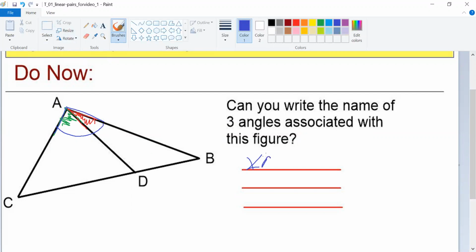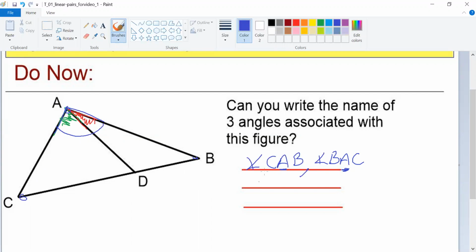CAB. Oh, let me fix that one. Angle CAB, because you're going from the C to the A to the B, or you could switch it around and call it angle BAC. The important thing is that the A is the vertex. That's where the turning changes. It starts from going up and then it turns and goes the other way. So that's where the vertex is, so that's why we call it that.